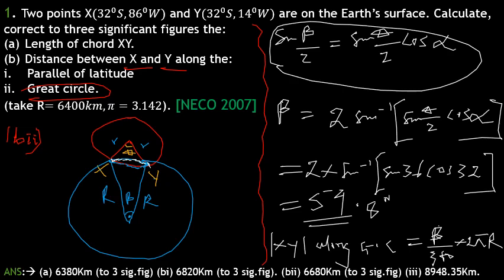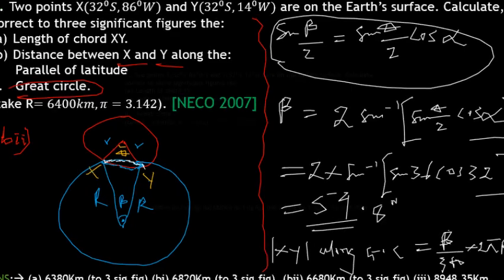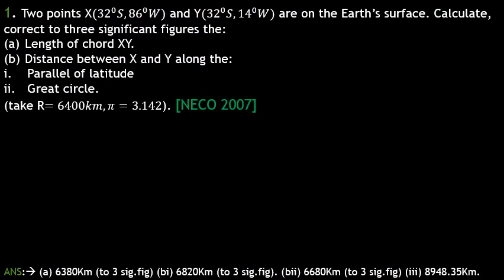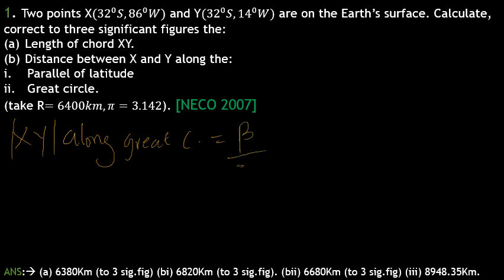So let's go ahead and plug it in. Okay, so xy along great circle will be equal to beta over 360 times 2 pi capital R. All right, remember we are dealing with great circle, so this R has to be capital R.